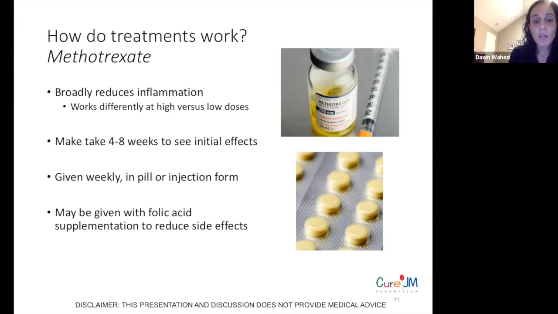When we use it, it can take about 4 to 8 weeks to really see the initial effects. That's why we start it with the steroids, so the steroids can help bridge until the methotrexate kicks in. It's given weekly, and it can be given as pills or injection. We often give it as an injection in JM because sometimes there's a concern about absorption. If you give it by injection, it might be more effective in treating the disease, but that might vary based on your provider. It's often given with folic acid to help reduce some of those side effects.